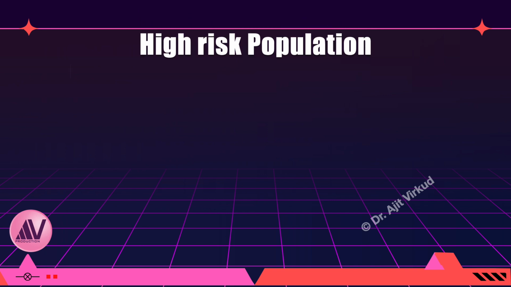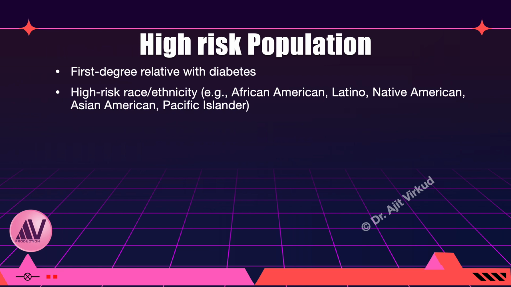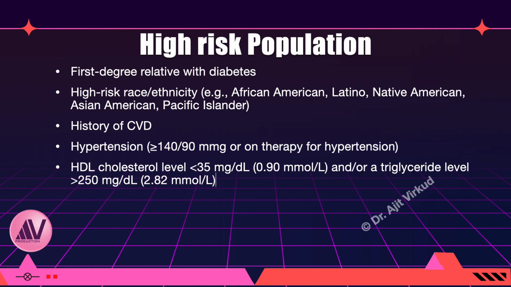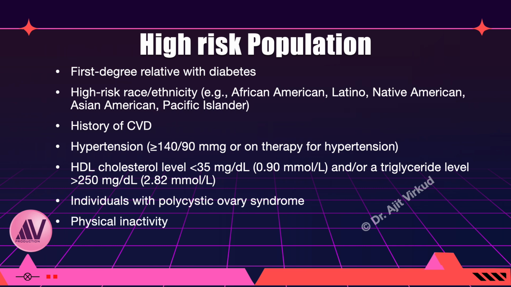High-risk population comprises first-degree relatives with diabetes, high-risk race ethnicity, for example, Southeast Asians, African American, Latino, Native American, and Pacific Islanders. History of cardiovascular disease, hypertension that is greater than 140 by 90 millimeters of mercury or on therapy for hypertension. HDL cholesterol level less than 35 milligrams per deciliter and a triglyceride level greater than 250 milligrams per deciliter. Individuals with polycystic ovarian syndrome, physical inactivity.